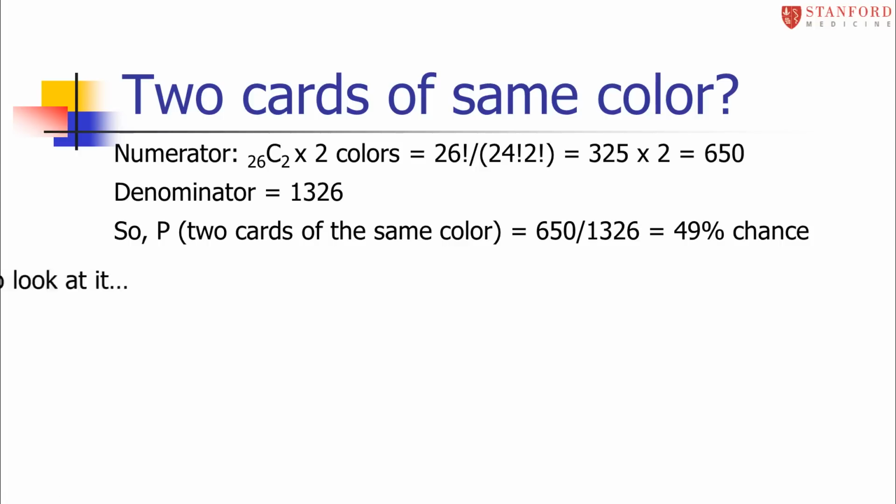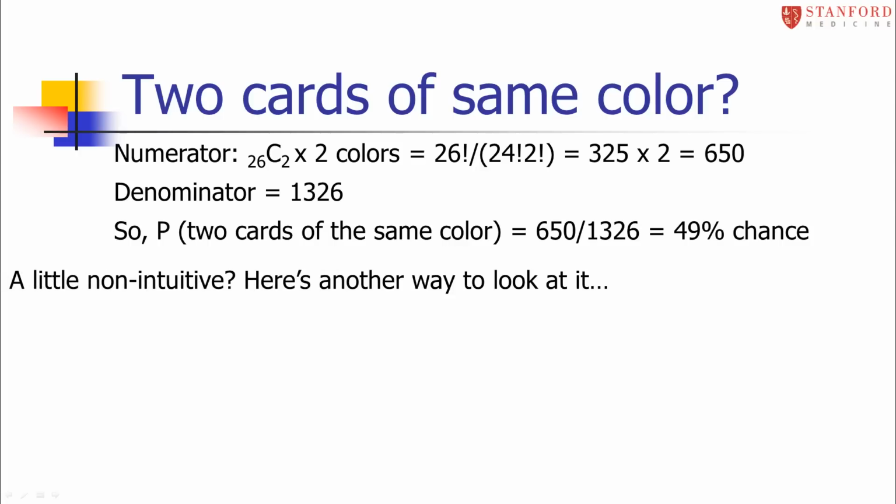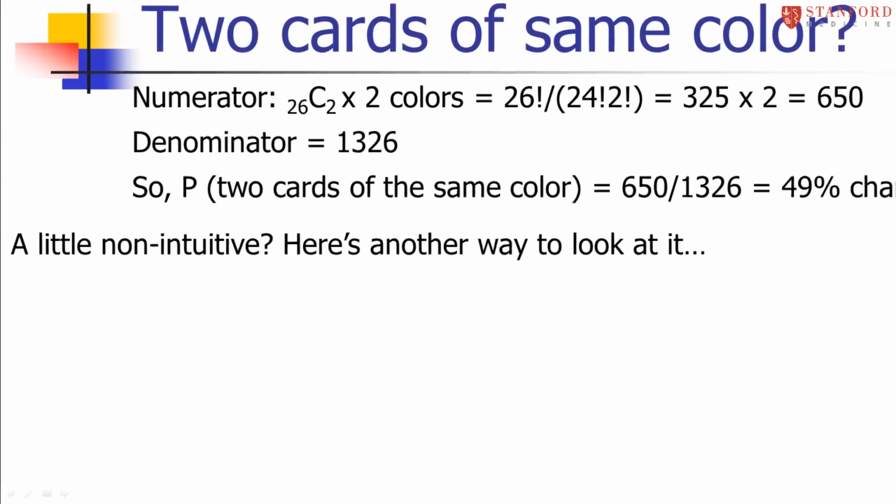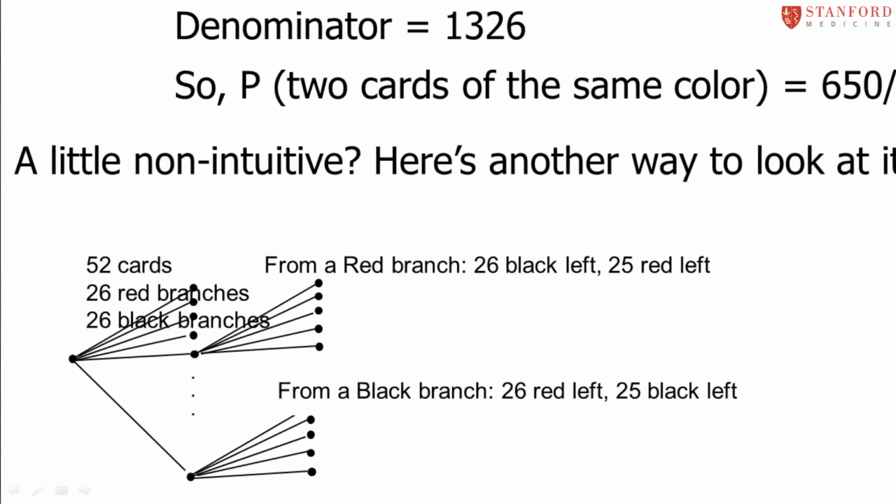And that might seem a little non-intuitive. You might think, why isn't it a 50% chance? So let's look into it a little more with a probability tree so you can see why. So here's a probability tree. You can write out, enumerate all the possible outcomes here.